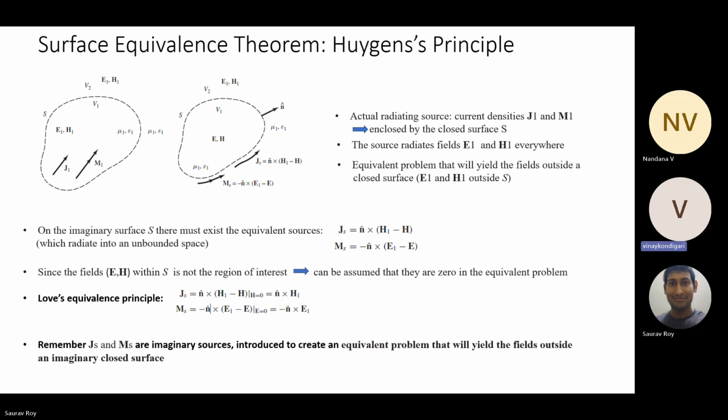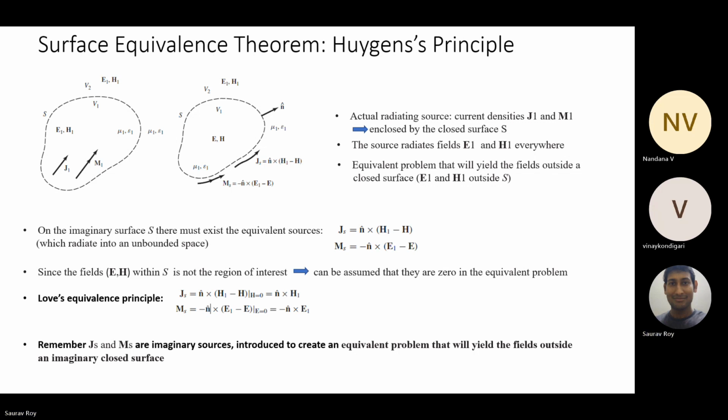Sir, here they have removed J1 and M1 in the second, right figure. Then how is this E1 and H1 there in V2? In figure 2, they removed these original sources J1 and M1, and how is E1 and H1 there? You are saying E1 and H1 is there outside, in V2.